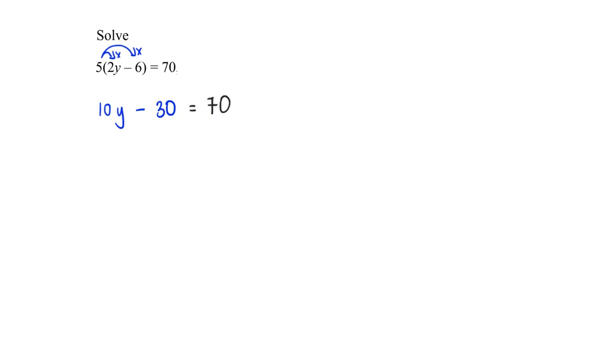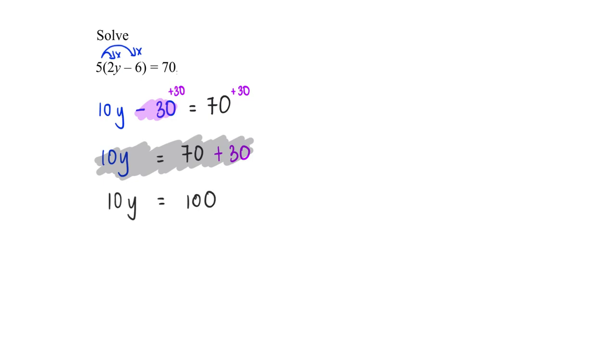Next step, I still have my 10y, but what do you think I should do to this negative 30? Yes, I'm going to add 30 on both sides such that there will not be any more 30 on my left hand side because it will become 0. So this is what it looks like, and I'm going to just continue to write this step neatly. So I will have my 10y equals to 100.